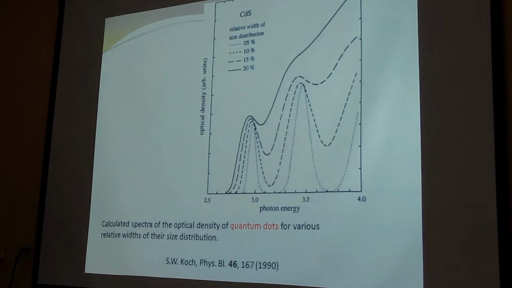These are calculated absorption spectra for quantum dots of cadmium sulfide in a glass matrix. With these quantum dots you always have the problem of a certain size distribution, so you have an inhomogeneous broadening. This is from Stefan Koch's calculation for dots. The size is constant for all, but the size distribution is changing, and of course the broader the size distribution, the more these absorption features are washed out. These are again the transitions between the first quantized level, second and so on.